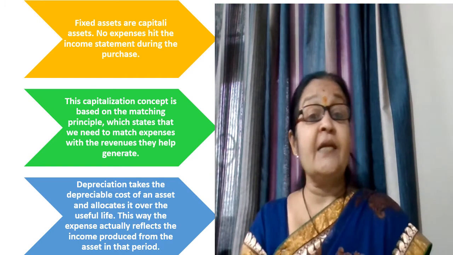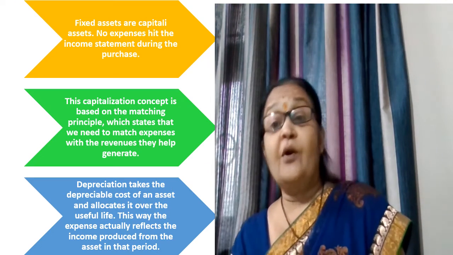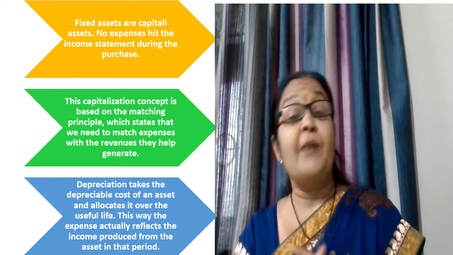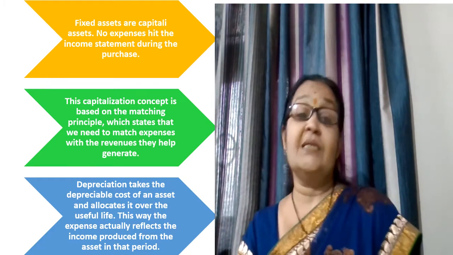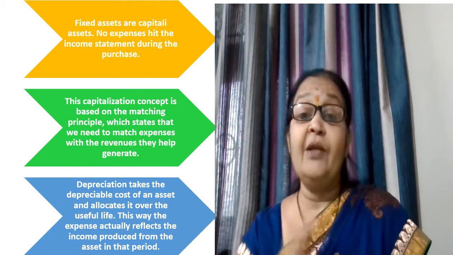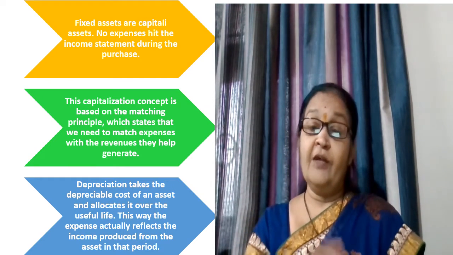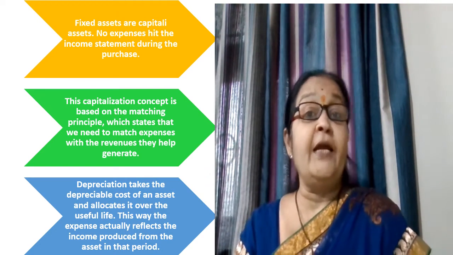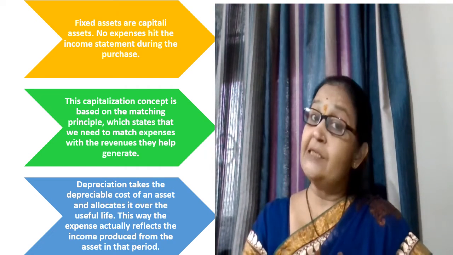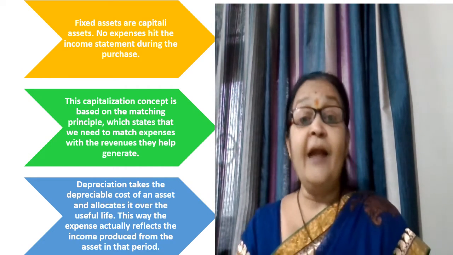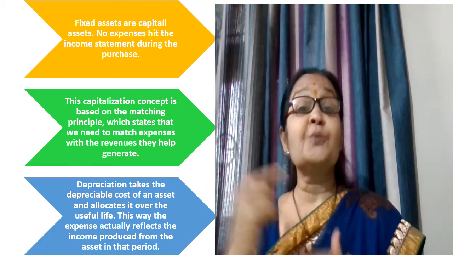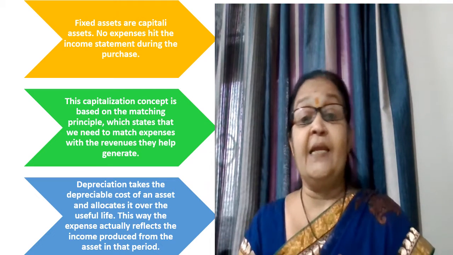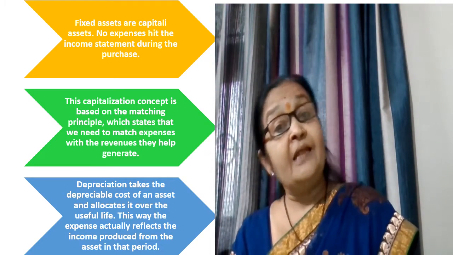If we expensed a capital asset, we would be recording all the expenses for an asset that will last for 5+ years in the year of purchase. This doesn't match the revenues or expenses, friends. Therefore, we use depreciation as an important way to fix this problem. It takes the depreciable cost of an asset and allocates it over its useful life. This way, the expense actually reflects the income produced from the asset in that particular period.